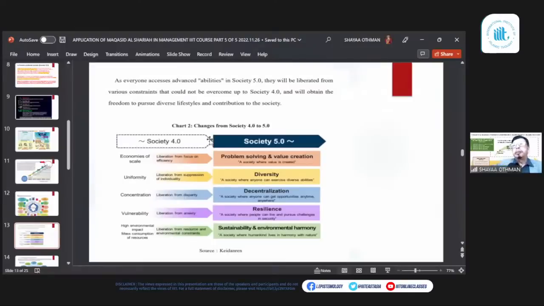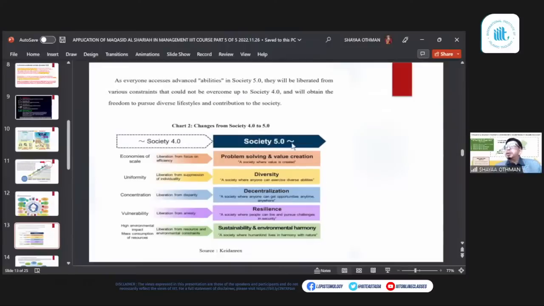So, for example, liberation from inefficiency, liberation from suppression of individuality. You see, because of the situation, they suppress individuality. Liberation from disparity, liberation from anxiety, liberation from resource and environmental constraints. If you look at this liberation, basically it is human needs. It tries to liberate the human problem or social problem and bring it to this situation. You see, this is what it really meant: adding values for problem solving and value creation, diversity, decentralization, meant to decentralize the control, and so on, resilience, sustainability, environmental harmony.